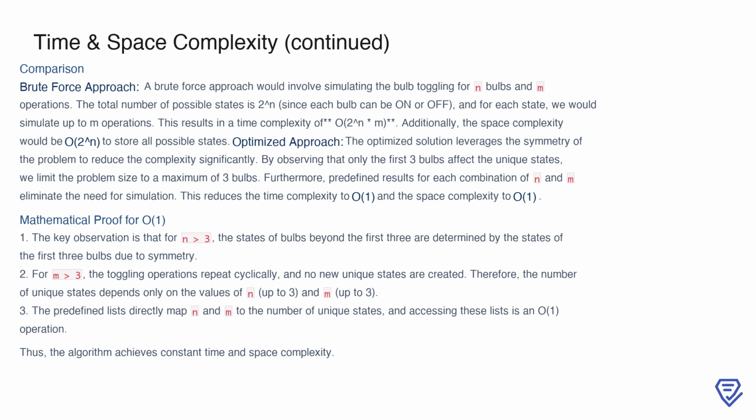Operations beyond 3 toggles do not generate new states due to cyclic repetition. These insights allow the solution to use predefined results for each combination of n and m, resulting in both time and space complexities of 1. This constant complexity is mathematically justified by the fact that the states and operations are inherently limited, and accessing predefined results is always a constant time operation.